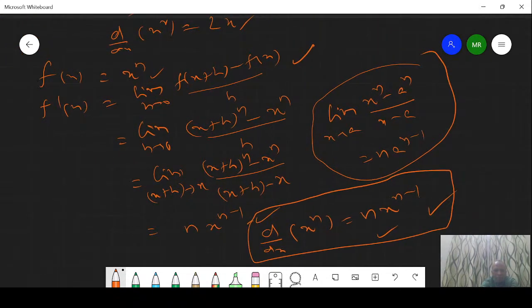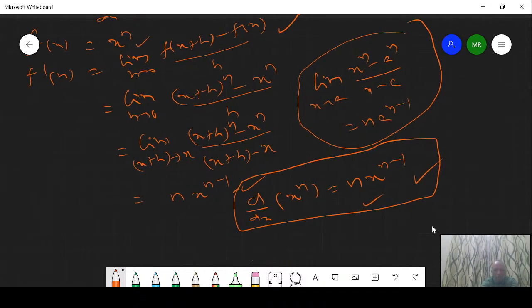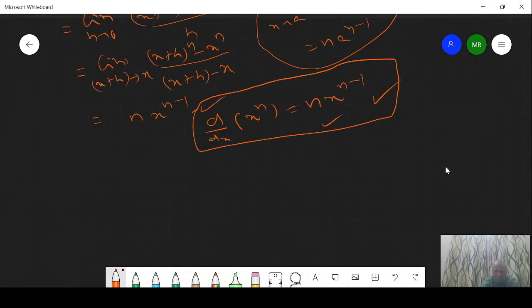Just observe here what I have done. This is f dash of x. Then replace x is x plus h. Then simplify this. Use this formula. Then you find the derivative of x power n is n into x power n minus 1. The purpose is even whenever you want you can see this video. That's the reason I am doing like this.